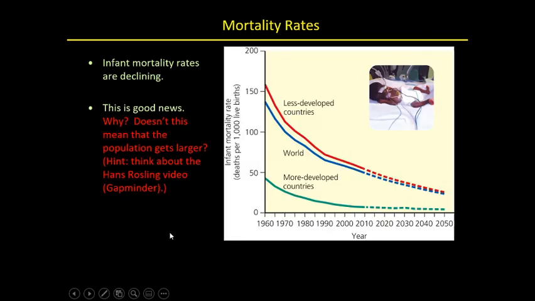Okay, this is a similar graph to the one before, same kind of timeline, but now we're looking at infant mortality rate. That's the number of deaths per 1,000 live births. So this is when women are giving birth and the child dies during childbirth or is stillborn or dies very soon thereafter. And infant mortality rates are declining, and this is really good news.